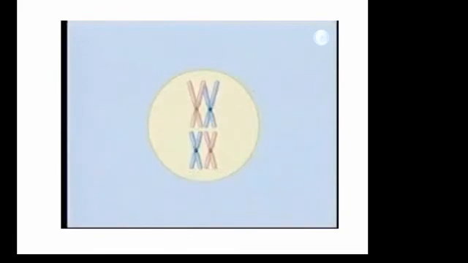The parent cell has 2 sets of chromosomes. One set of chromosomes, colored red here, came from the mother. The other set, colored in blue, came from the father. The matching pairs of chromosomes, one from each parent, are called homologous chromosomes. Homologous chromosomes carry genes for the same traits and are the same size and shape. A cell that contains 2 complete sets of chromosomes is called a diploid cell.